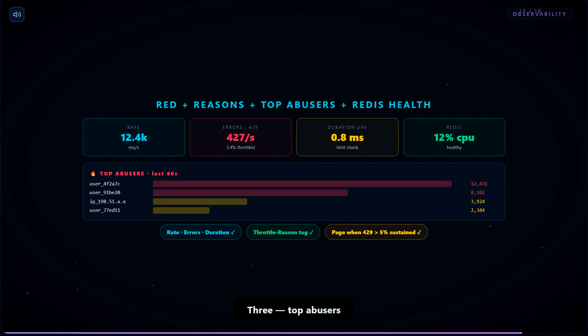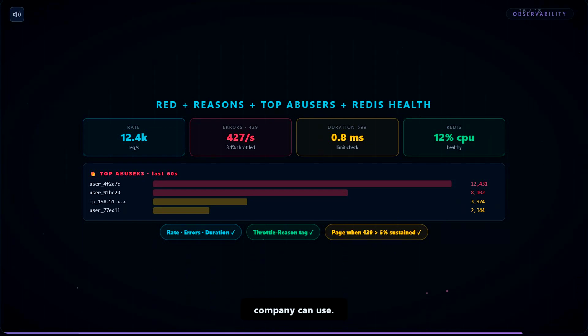3. Top abusers dashboard. A live leaderboard of the top 10 throttled keys in the last minute. This is how you find broken clients and bad scripts in seconds. 4. Alerts on bypass. If fail-open kicks in, page immediately. If the throttle rate climbs above 1% of total traffic, page. If a single key consumes more than 10% of a tenant's quota for 10 minutes, alert their account manager. Metrics turn a rate limiter from a black box into a control plane your whole company can use.